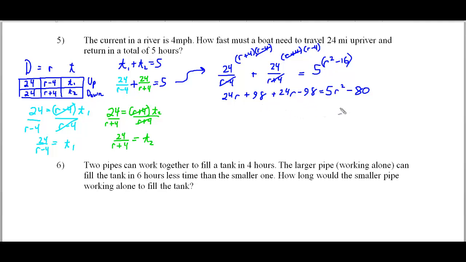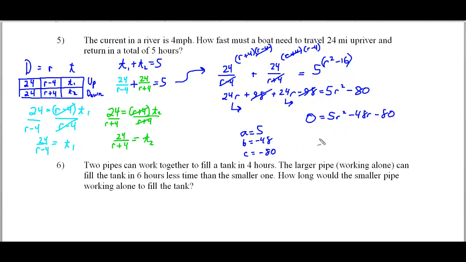Now I'm going to move everything to the right side because I want this to be equal to 0, and that will help me set up my quadratic formula. The minus 98 and the positive 98 simplify to make 0, so all I'm bringing over are these 24s. So I'm going to have 5r squared minus 48r minus 80. This gives me an a of 5, a b of negative 48, and a c of negative 80.